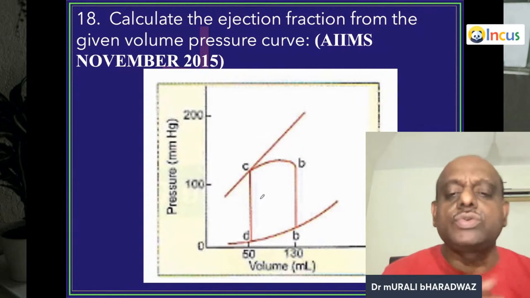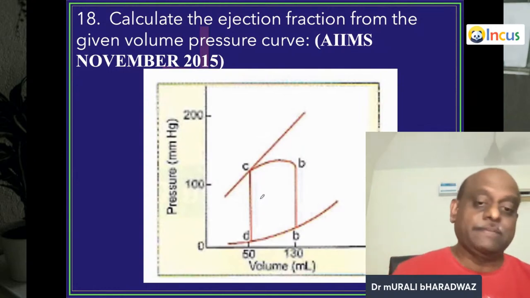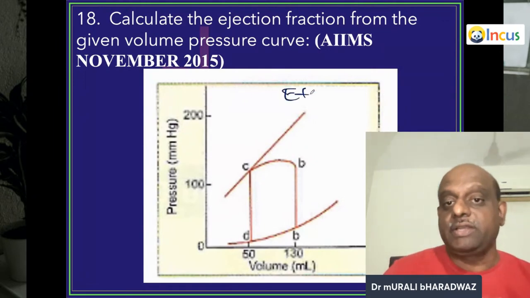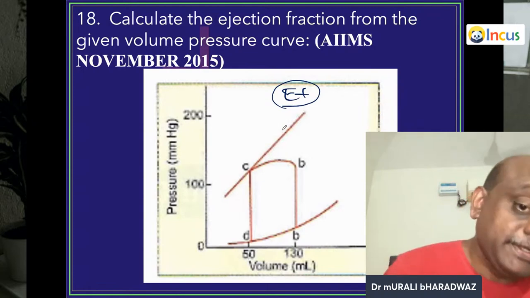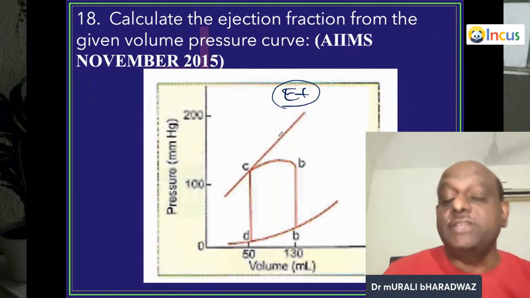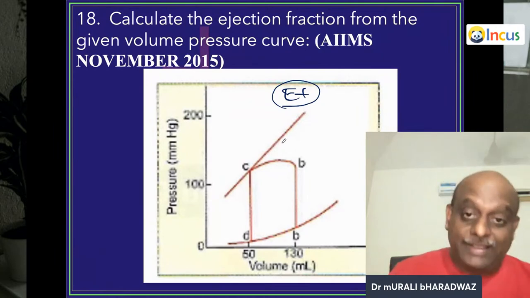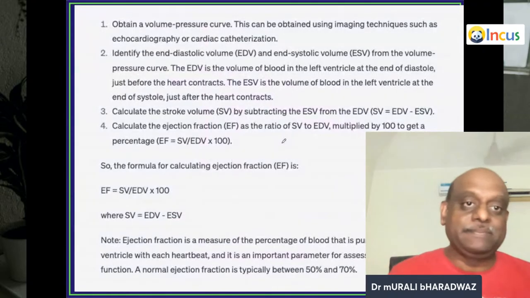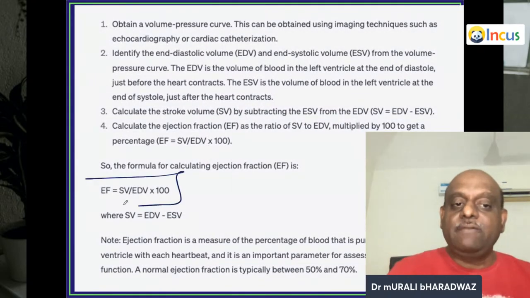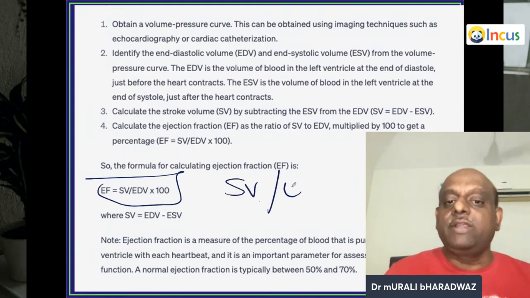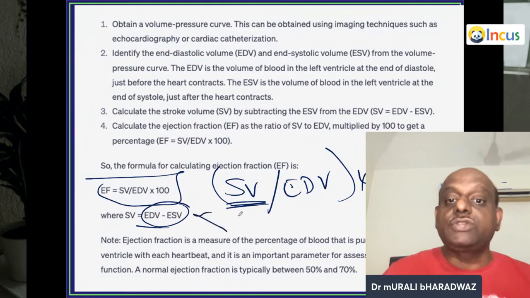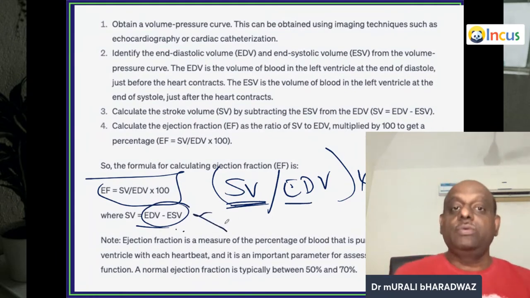Now, this is a super, super, super duper question, doctor. Fundamentally, you should know the formula for ejection fraction. Second challenge, you should know where is the end of the systole, where is the end of the diastole. If you know that, you will solve this. Now let us solve this step by step. Ejection fraction is equal to stroke volume divided by end diastolic volume into 100. How do you get stroke volume? End diastolic volume minus end systolic volume is stroke volume.